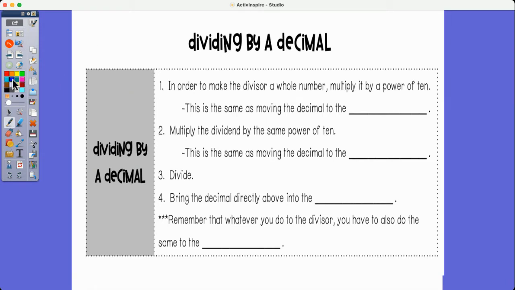So this is when you have a decimal in the divisor outside of the box. And so we're going to take a look at that. It says, in order to make the divisor a whole number, multiply it by a power of 10. This is the same thing as moving the decimal to the right.